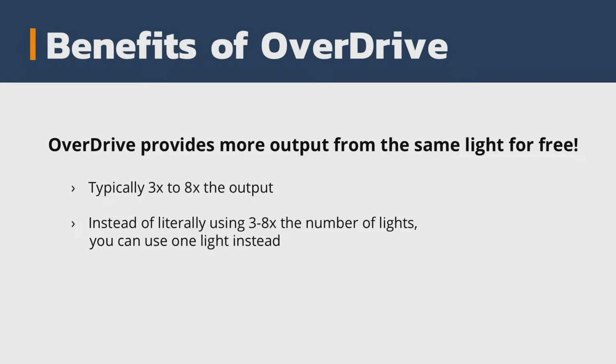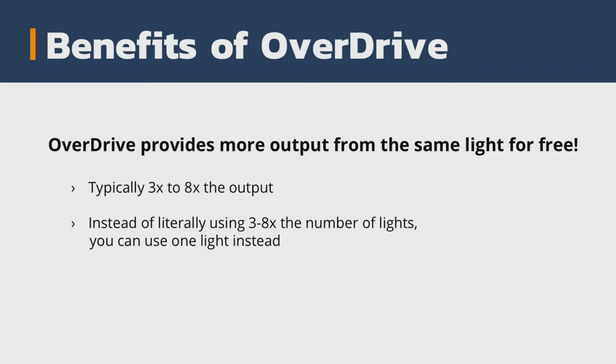And to this point, overdrive typically provides more output from the same light for free. We're going to talk about overdrives and types of lights coming up here, but we do have dedicated overdrive lights, both in our previous history and some of our newest products that are strobe only. But many products have both a continuous and an overdrive mode. If you use the same light in overdrive mode versus continuous, then you typically get 3 to 8x the light output, depending on the model of light.